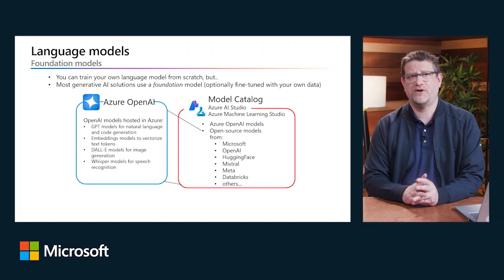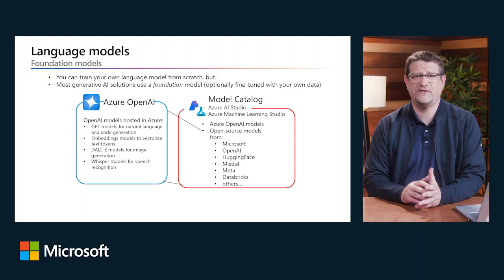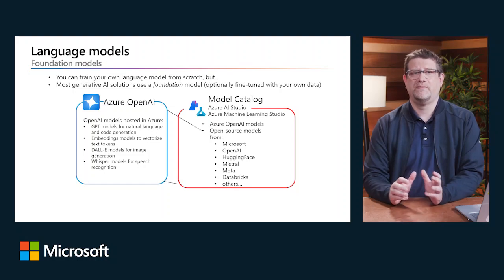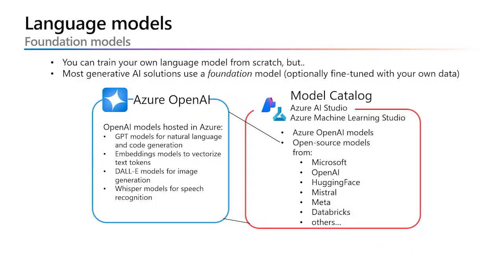Organizations and developers can train their own language models from scratch, but in most cases, it's more practical to use an existing foundation model and optionally fine-tune it with your own training data. There are many sources of models that you can use. On Microsoft Azure, the Azure OpenAI service includes a curated set of models from OpenAI hosted in Azure. This offers the benefit of cutting-edge language models like the Generative Pre-trained Transformer, or GPT, collection of models on which ChatGPT and Microsoft's own generative AI services are based, as well as the DALL-E model for image generation.